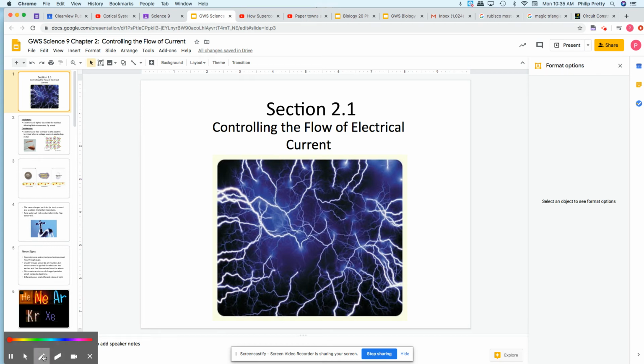So we're going to talk a little bit about controlling the flow of electrical current, something that we pretty much take for granted on a daily basis. So we'll get into that in a moment.